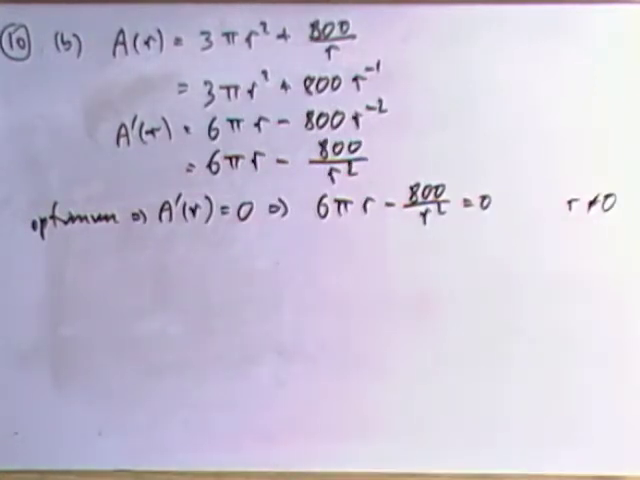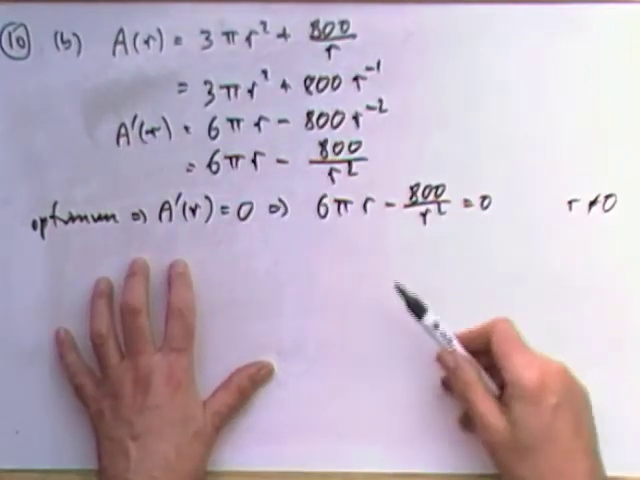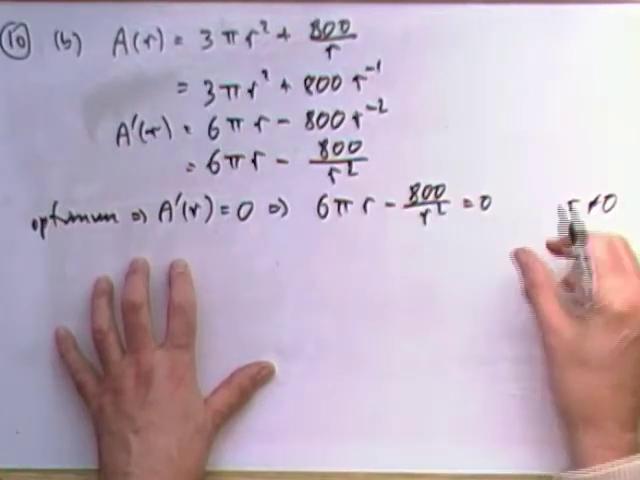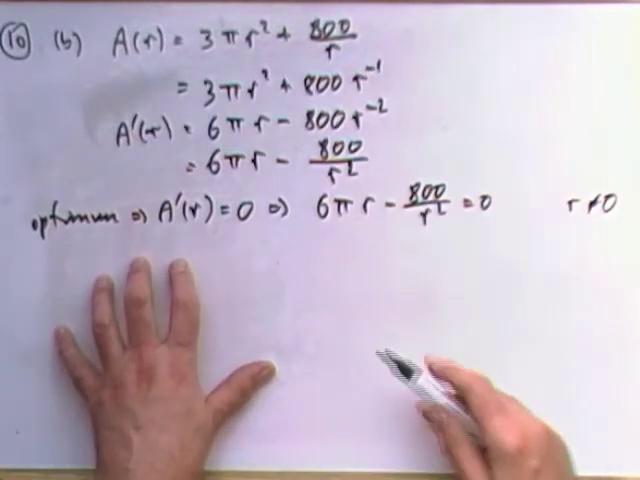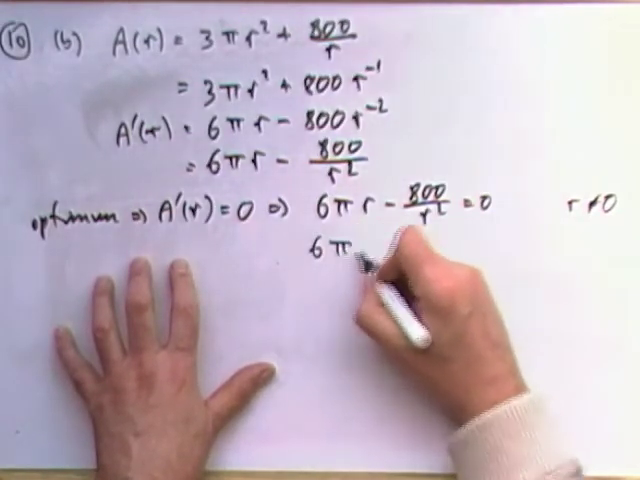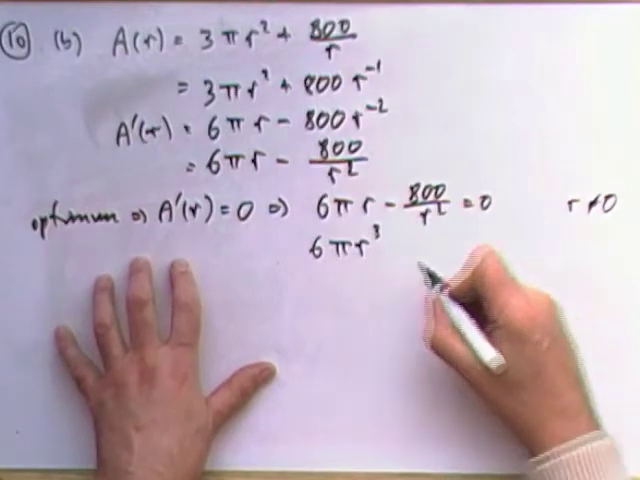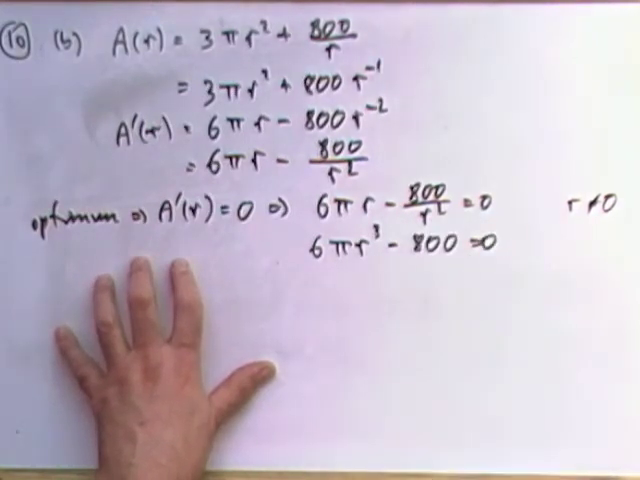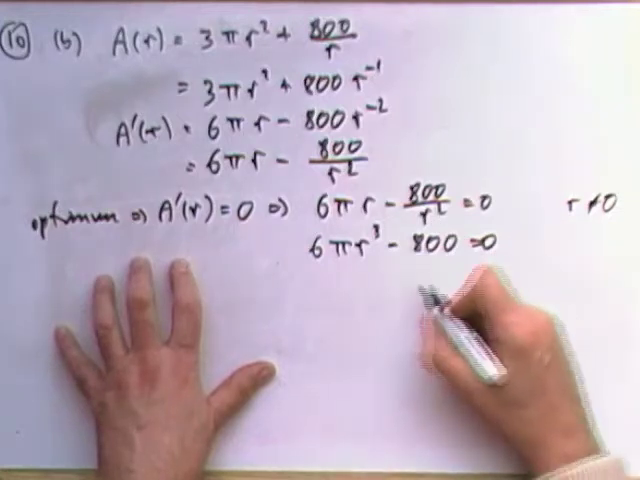I could just multiply throughout by r squared. I won't actually be multiplying by zeros. Or you could just think, take that part over there, but you're still going to multiply by r squared. So multiplying everything by r squared gives me this: 6 pi r cubed minus 800 equals 0. Now there's only one mention of r, so you can just take everything across and solve it.